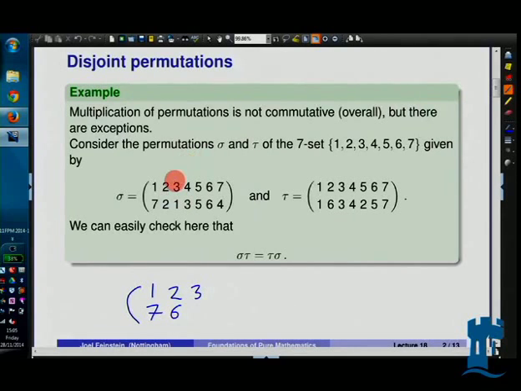3 does get moved by sigma, it sends it to 1, but it doesn't get moved by tau. 1 doesn't get moved by tau either. There's no coincidence here, so 3 ends up at 1. 4 ends up at 3. 5 doesn't get moved by sigma, but it gets moved by tau to 2. 6 doesn't get moved by sigma, but tau sends it to 5. And 7 doesn't get moved by tau, but it does get moved by sigma to 4. And you can check that this is equal to the thing either way round.